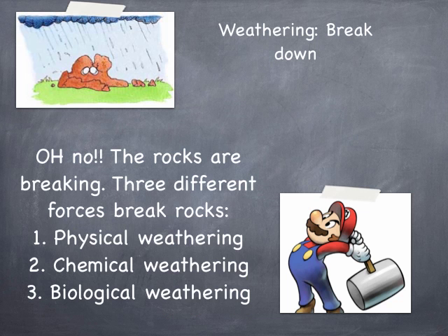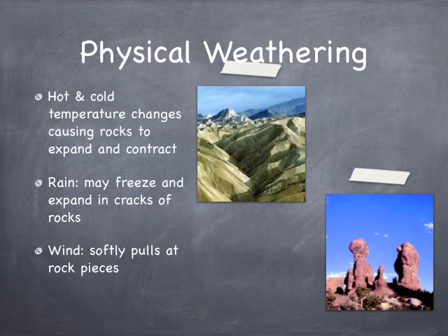Breaking it down a little bit more, the three main types of forces that break down rocks are physical, chemical, and biological. There's Mario in the lower right-hand corner to help you with the breakdown, that pounding of the fist. Physical weathering is the first type. It is when hot and cold temperatures change and cause the rocks to expand and contract, and over time that expansion and contraction causes bits to fall off.